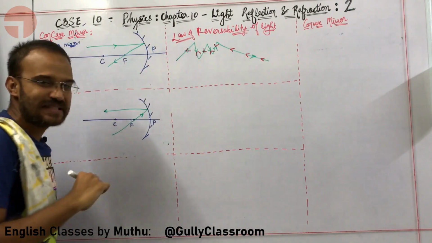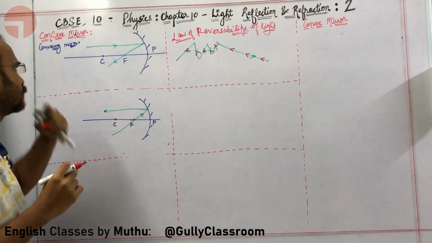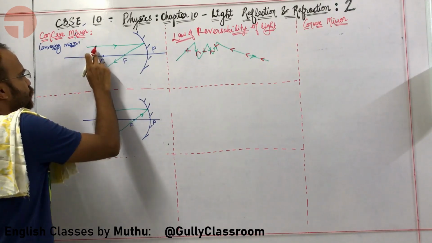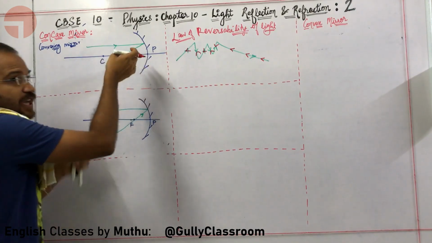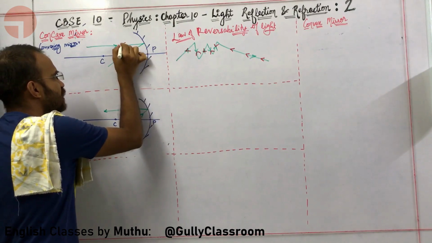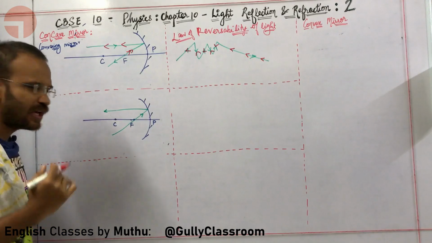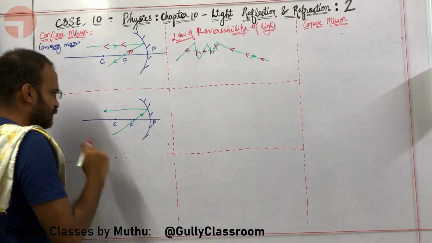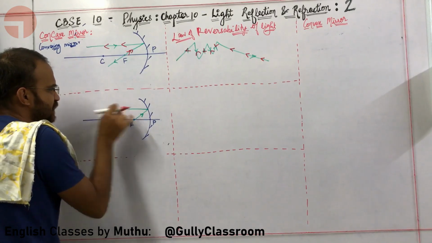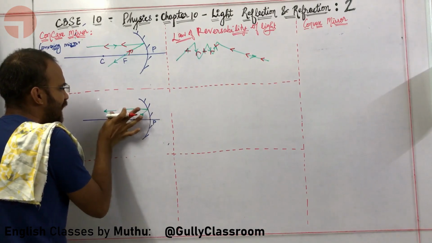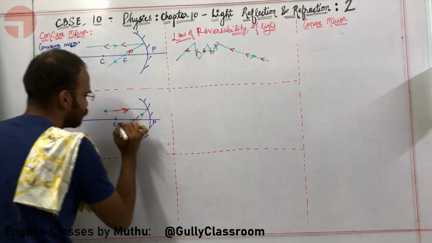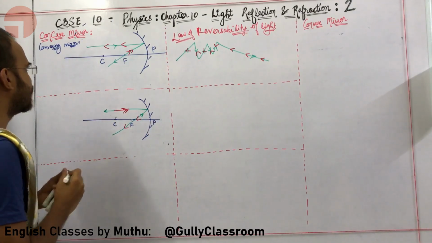Are you able to understand this particular idea? Absolutely, sir. So light, if it is going to come parallel to the principal axis, it will pass through the focus. If it is going to come through the focus, it is going to become parallel to the principal axis. If it is coming parallel to the principal axis, something like this, then what will happen? It will pass through the focus. Okay, sir. Now I am able to understand.